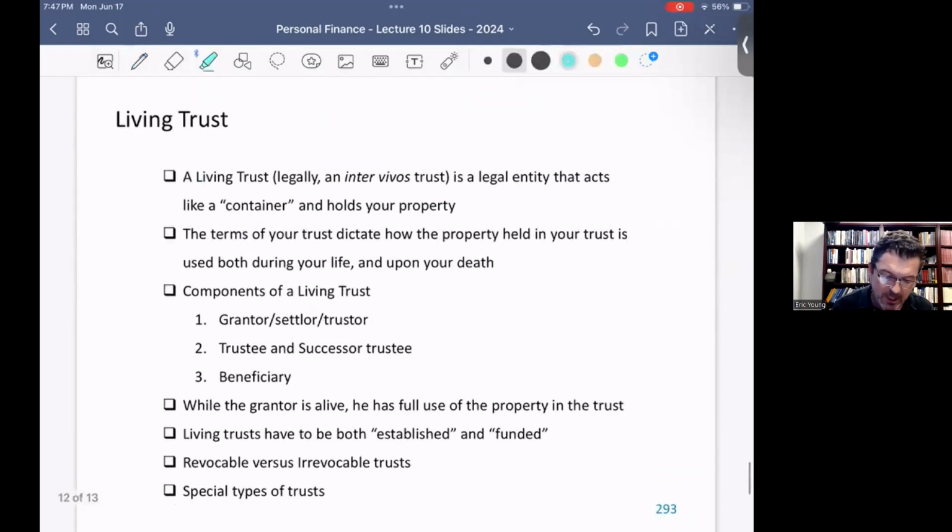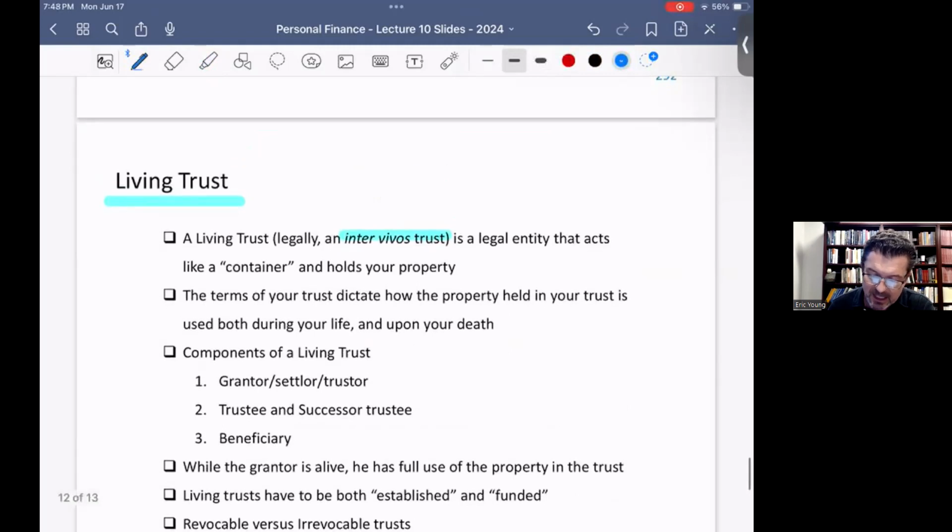And then finally, we have the trust. Now, a living trust, technically speaking, the legal name is an inter vivos trust. Inter vivos, Latin for basically while you're alive, hence the term living trust. The best way to think of a living trust, it's a legal entity, and it sort of acts like a container to hold your property.